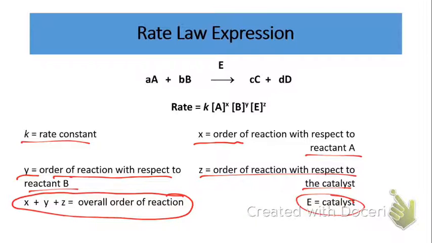To get what is called the overall order of a reaction, we have to add up all the powers of the reactants and/or the catalyst if it's there. So we just take x plus y plus z, and that will give us the overall order of the reaction. Very important to understand. Again, one more time, to get the overall order of the reaction, we add up the individual powers in the rate law expression.